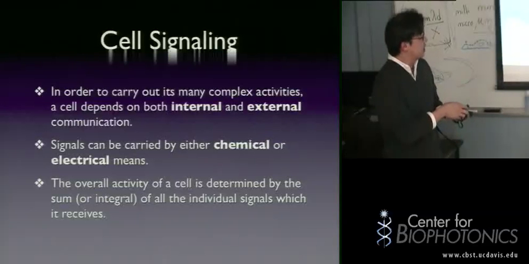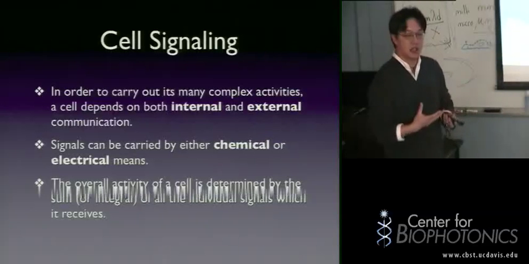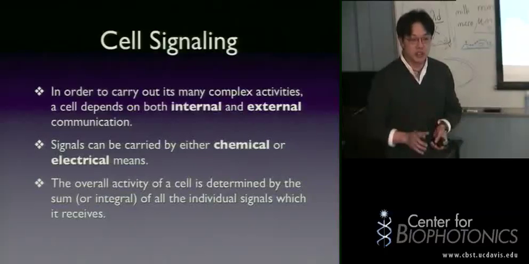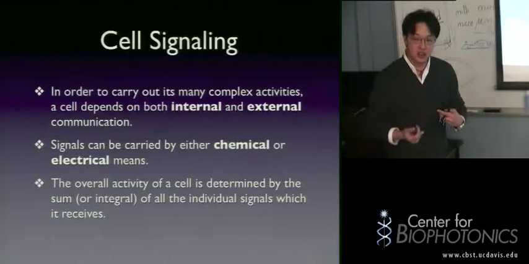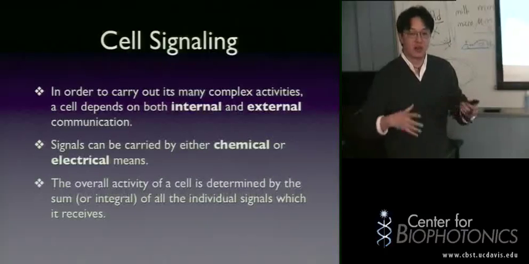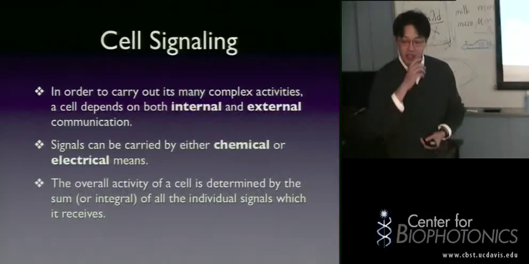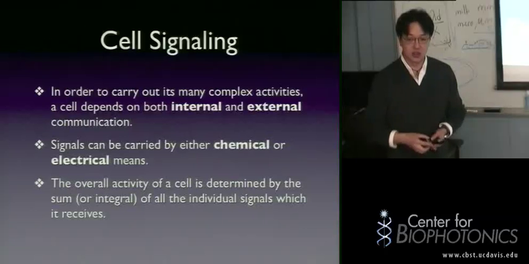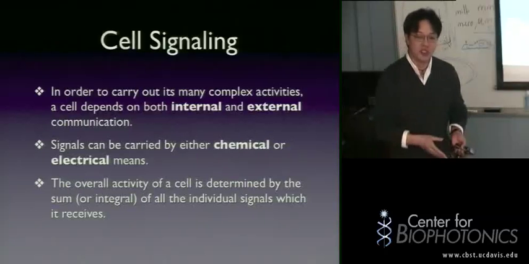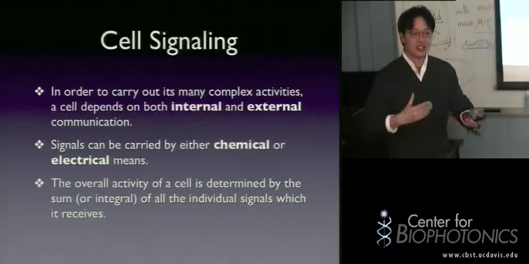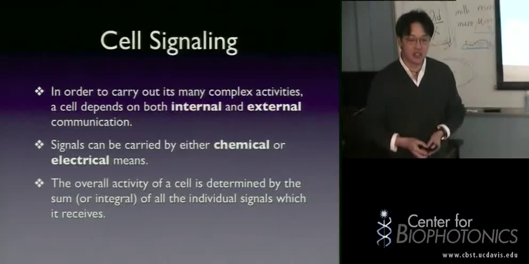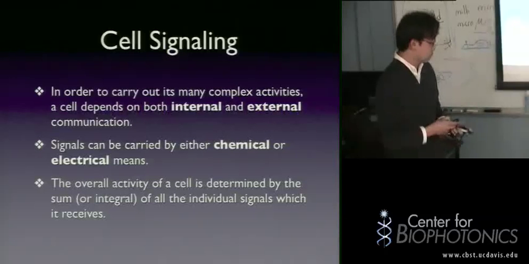The overall activity of a cell is determined by kind of the sum or the integral of all the individual signals that it's receiving. And so you can imagine the cell being a very large machine that's just getting messages from all different directions. And what the cell decides to do depends on kind of the overall aggregate of all the individual contributions of the signals. So some signals are telling it to go, other ones are telling it to stop. What the cell does in the end is kind of the average of what all these different signals are telling it to do.